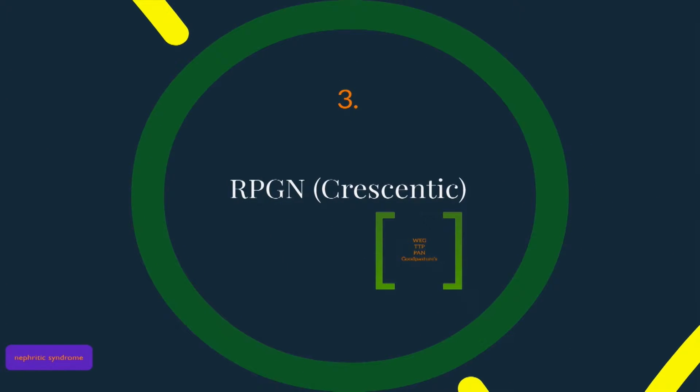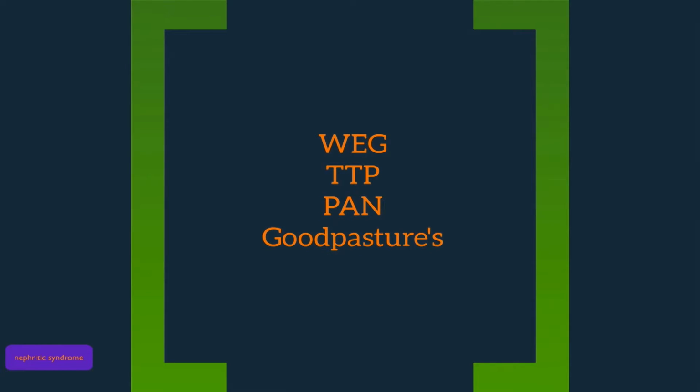Rapidly progressive glomerulonephritis is when a patient's kidney function declines in the setting of the diagnosis of glomerulonephritis. The term crescentic glomerulonephritis is a pathologic term, something that is seen on kidney biopsy. So to say that again, in a patient who presents with rapidly progressive glomerulonephritis, if a kidney biopsy were to be done, one would see crescents. The major causes of crescentic or rapidly progressive glomerulonephritis include Wegener's granulomatosis, TTP, polyarteritis nodosa, and Goodpasture's.